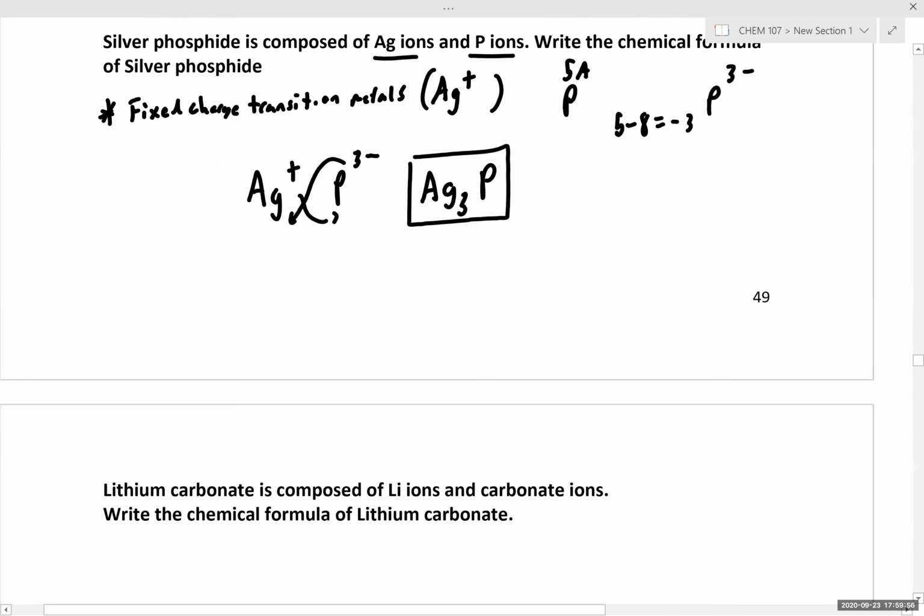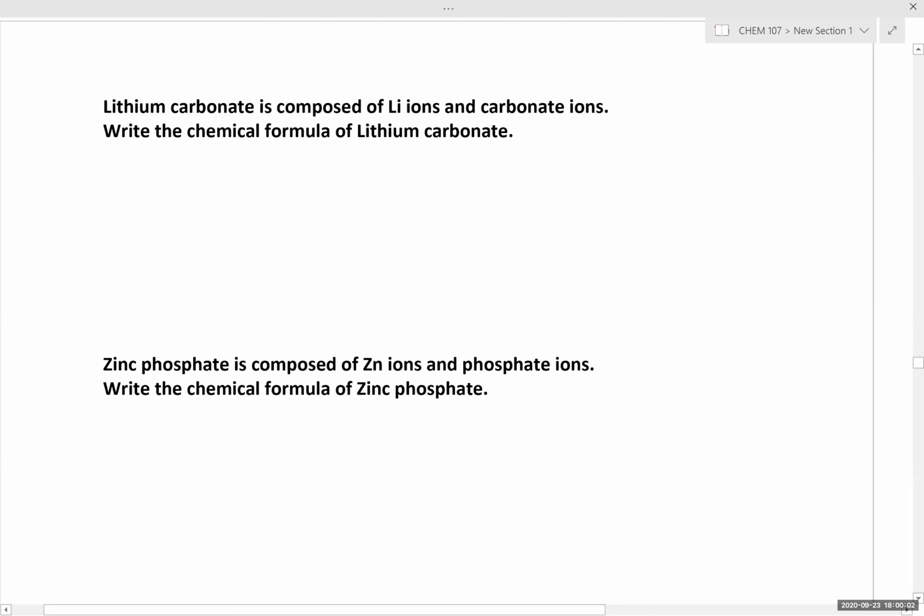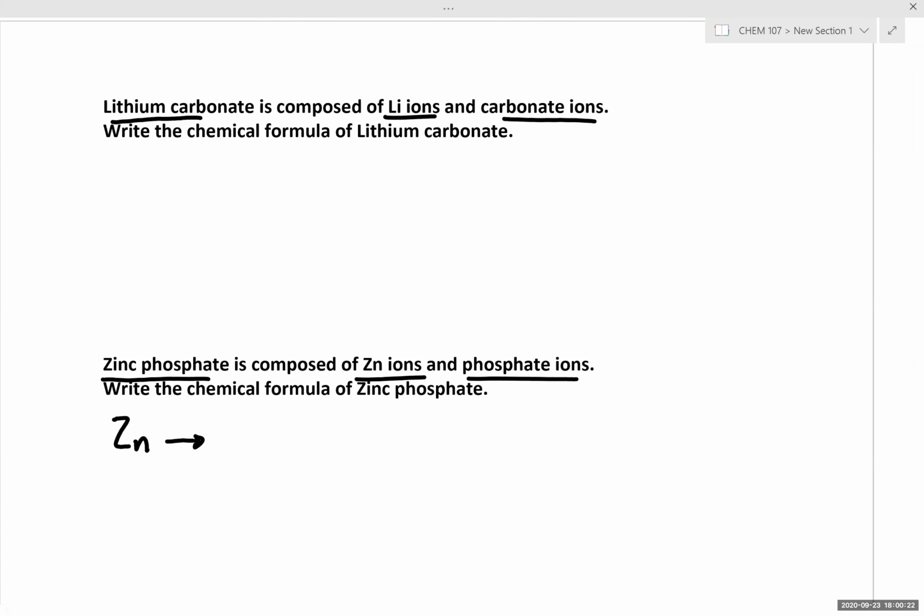If not, let's continue on and let's deal with some polyatomic ions. Lithium carbonate contains lithium and carbonate ions, while zinc phosphate is composed of zinc ions and phosphate ions. Now, before I let you loose on this problem, what charge does zinc prefer to adopt? What charge does zinc prefer to adopt? +2, it's a fixed charge transition metal. It's important that we're familiar with our fixed charge transition metals as they pop up in many very common compounds.